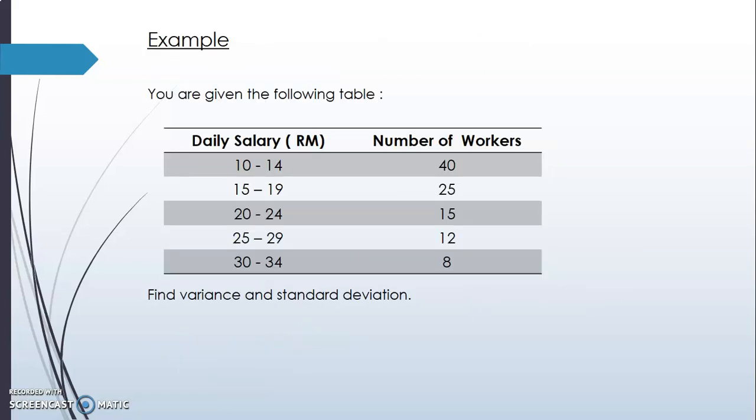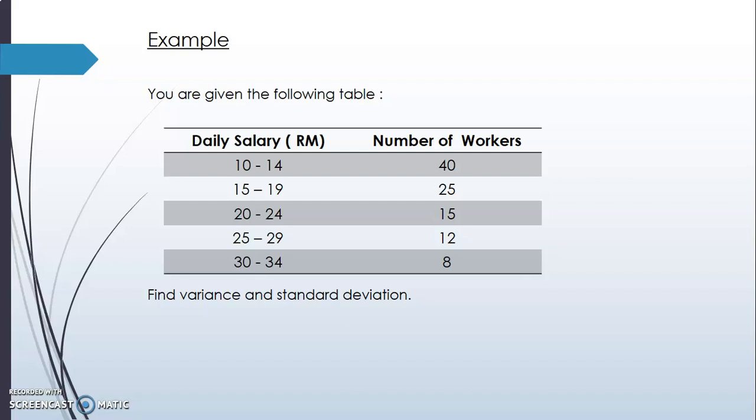Okay, let's try this example. This is a group data because we have the class interval here. You find the variance and standard deviation. Actually, to find the variance and standard deviation of group data, you can use a calculator or you can use manual calculation. So for now, I will show you how to calculate the variance manually, and then I will also show you how to use a calculator to find the variance and standard deviation value.